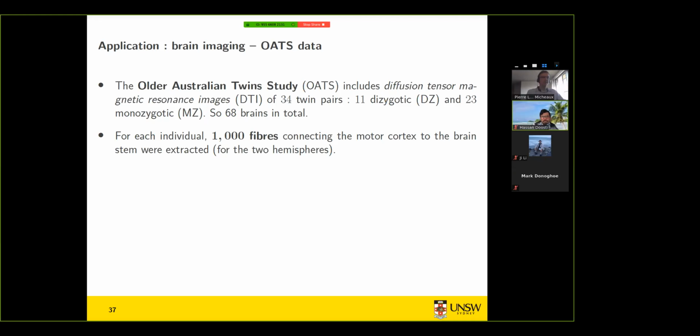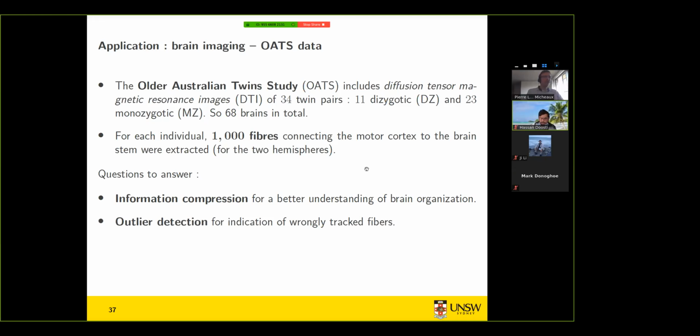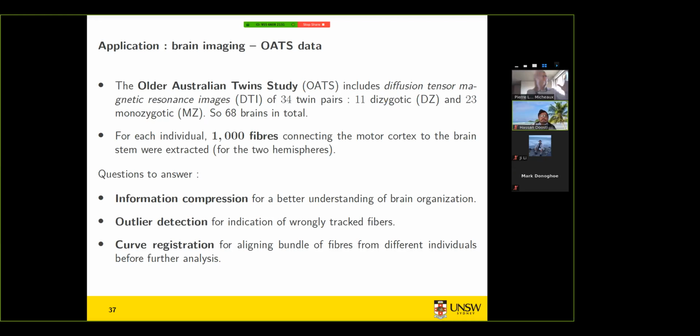two hemispheres. And the various questions that we would like to address in this work are, in terms of information compression, for better understanding of the brain organization in terms of this white matter; outlier detection, so can we detect some fibers that are wrongly tracked; curve registration, which is important to align two brains together, because when you are in the scanner, you can have your head a bit on the left, a bit on the right, so you want to realign this set of fibers together before doing some further analysis; and then to study the genetic dependency to identify some potential causes of disease.